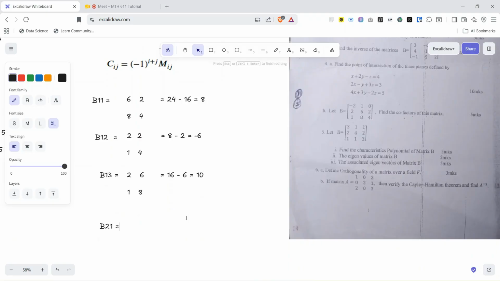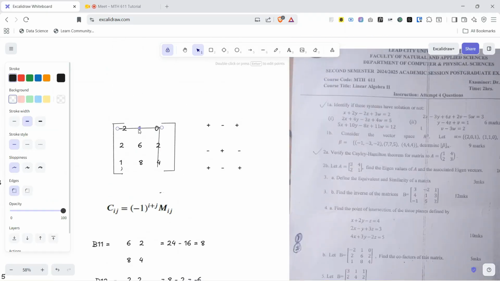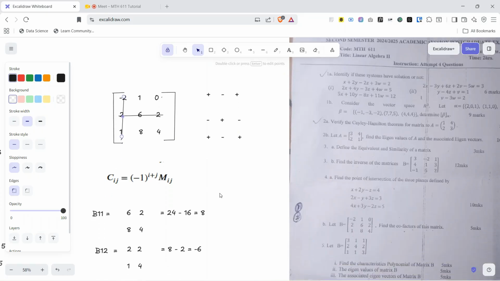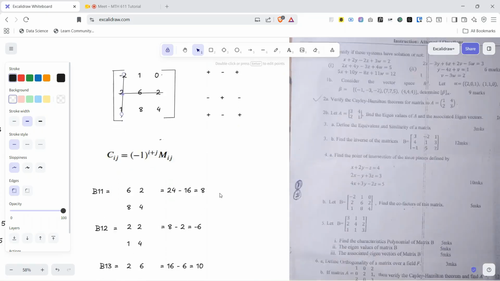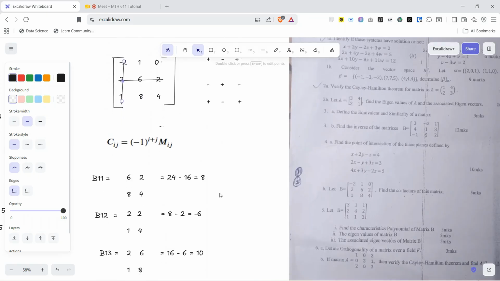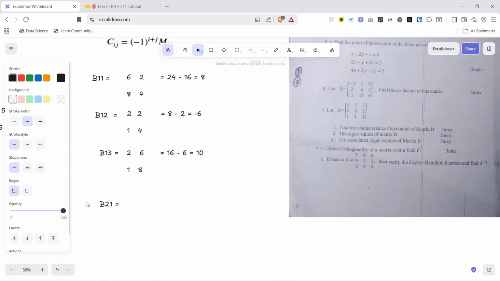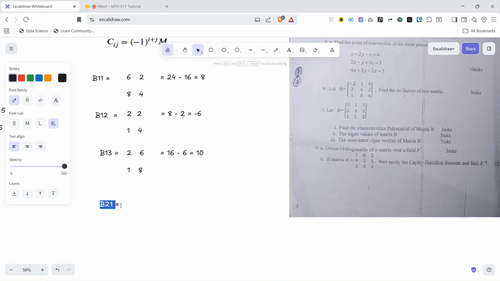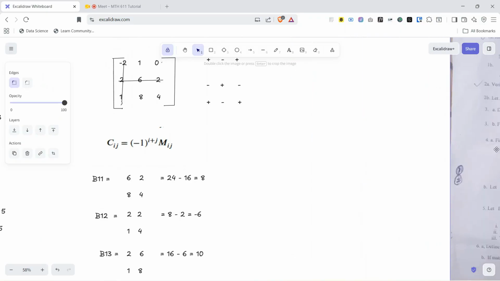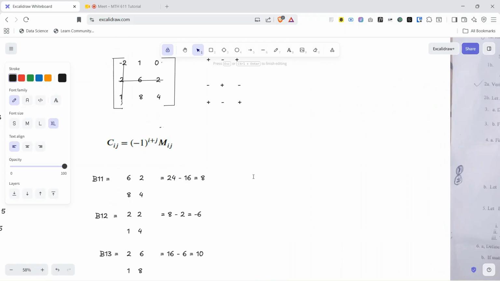So we move to the next part, which is B21. Now we are going to move to the second row, first column. Remember, this is going to be minus plus minus. Let me do it by the side so that I'll be able to follow the answer. So B21.